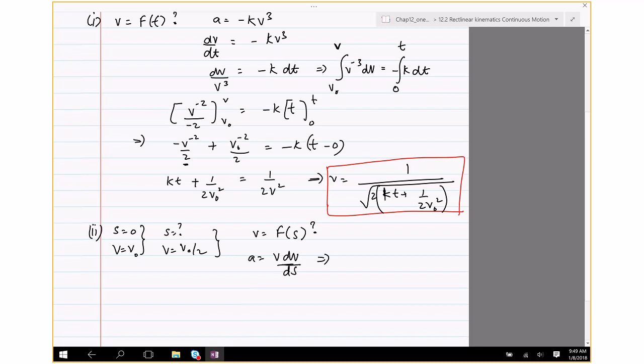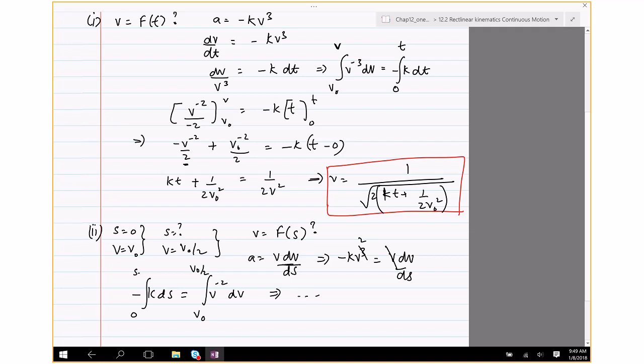So a is minus kv cube equals v dv ds. So I can cancel this. So I get minus k ds is dv. Again, I'm going to use the definite integral. The initial displacement is 0. The final velocity is v0 divided by 2. The initial velocity is v0. And then solve for s.